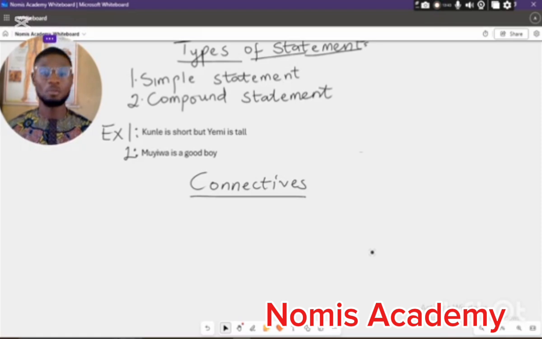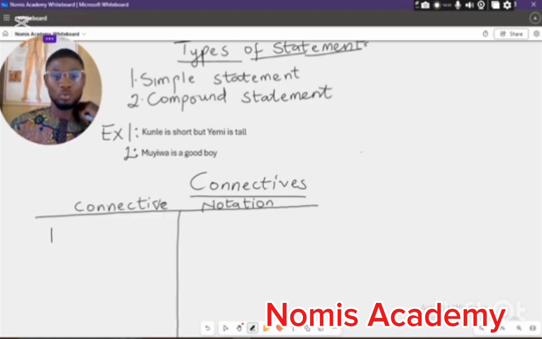Somebody would ask, are we still learning mathematics and not English? Yes, this is mathematics. Logical reasoning is a mathematics topic. So let us continue by learning. By the time we go in depth of this, we're going to know that this is mathematics and we're going to learn some symbols together with it. So let's go. Let's begin with number one.